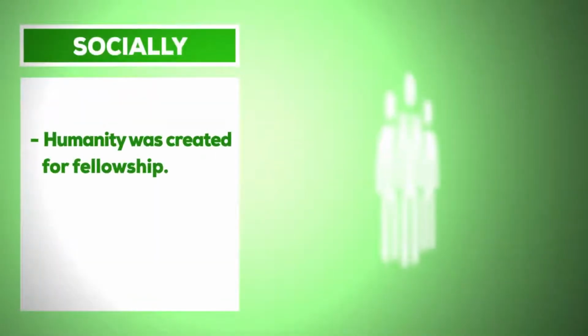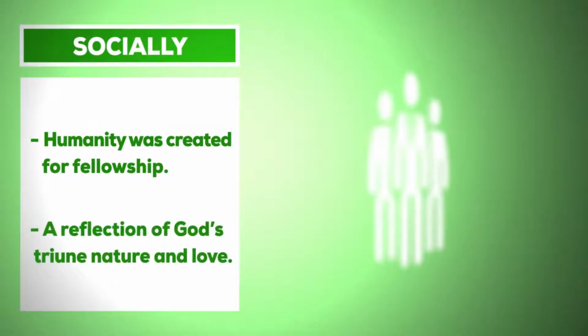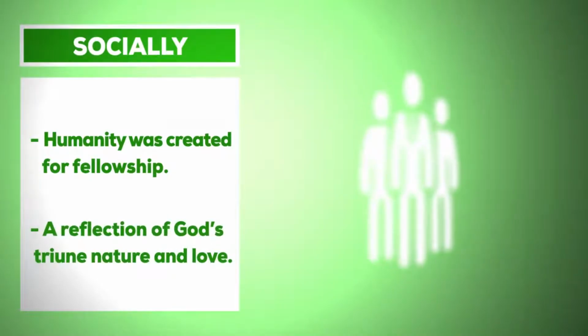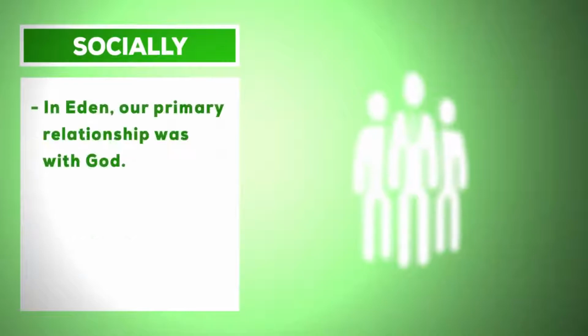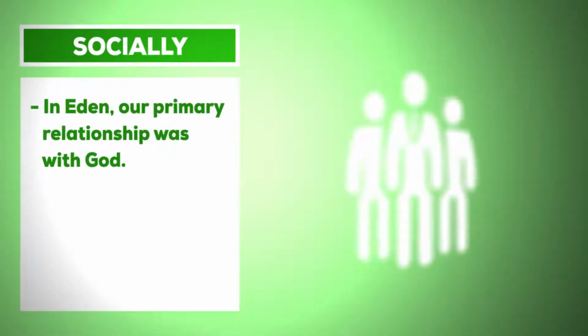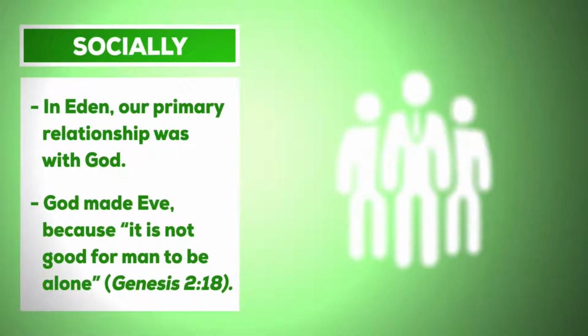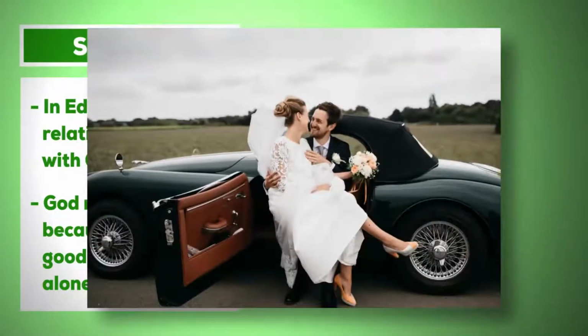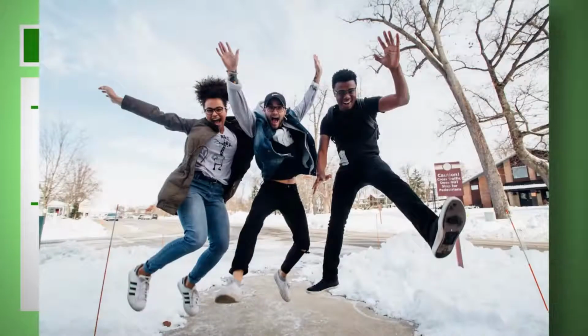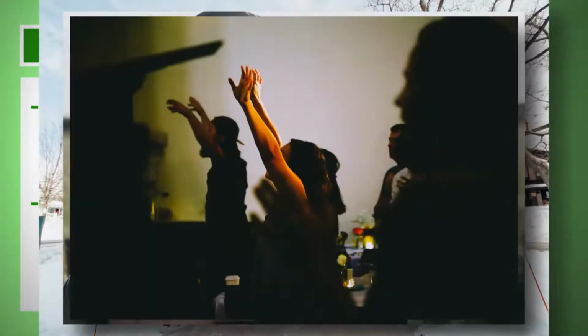Socially, humanity was created for fellowship. This reflects God's triune nature and his love. In the Garden of Eden, humanity's primary relationship was with God. In fact, God made the first woman because it is not good for man to be alone. Every time someone marries, makes a friend, hugs a child, or attends church, they are demonstrating the fact that we are made in the likeness of God.